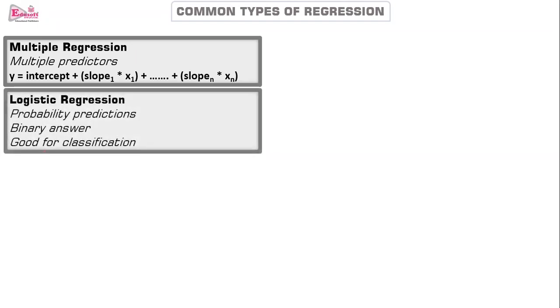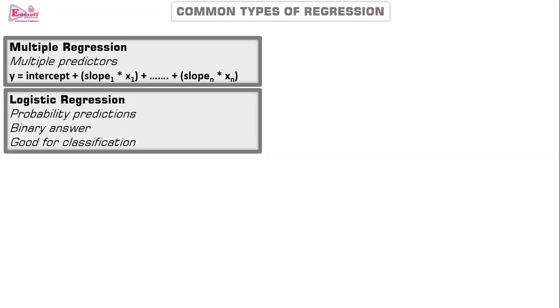Multiple regression is simply when the predictors are more than one. When there are more than one x: x1, x2, x3, x4. If multiple input variables are used to determine the outcome, then it is multiple regression because the predictors are multiple.